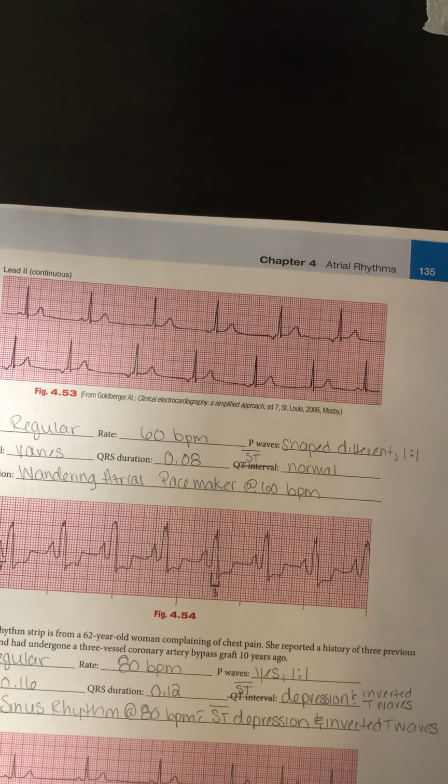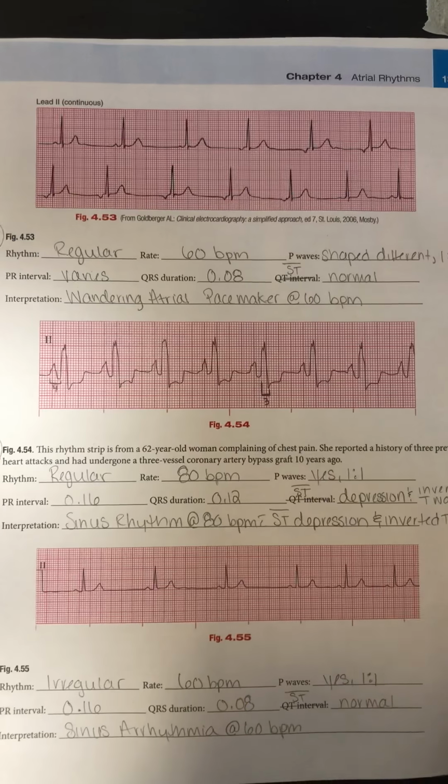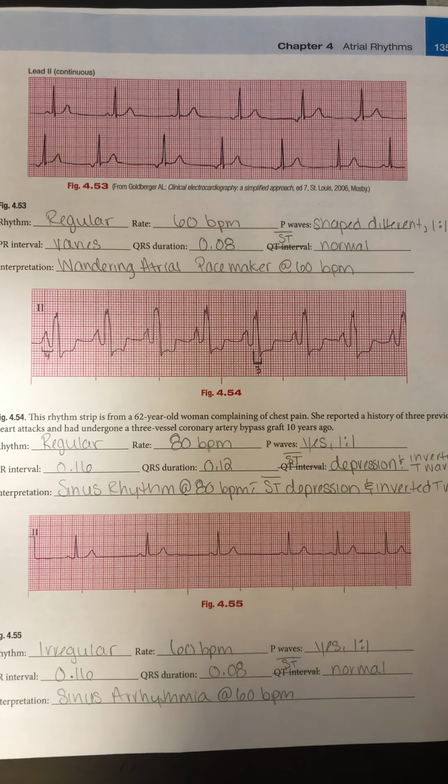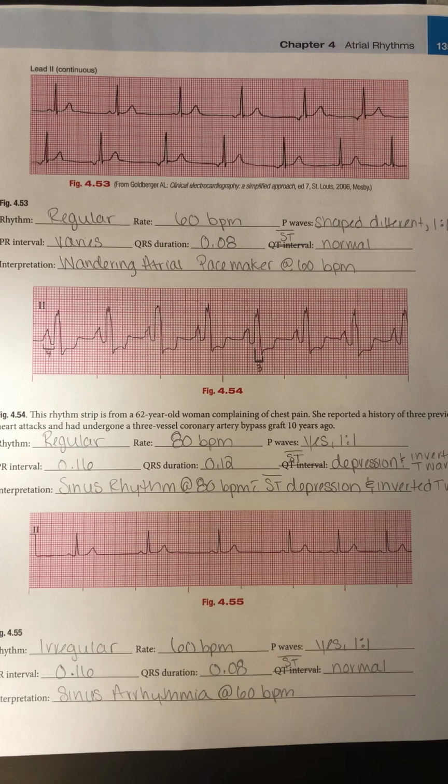All right, this is the last page. Let's see if I can fit all my writing on there. All right. So we're looking at this first one, number 69 up top.